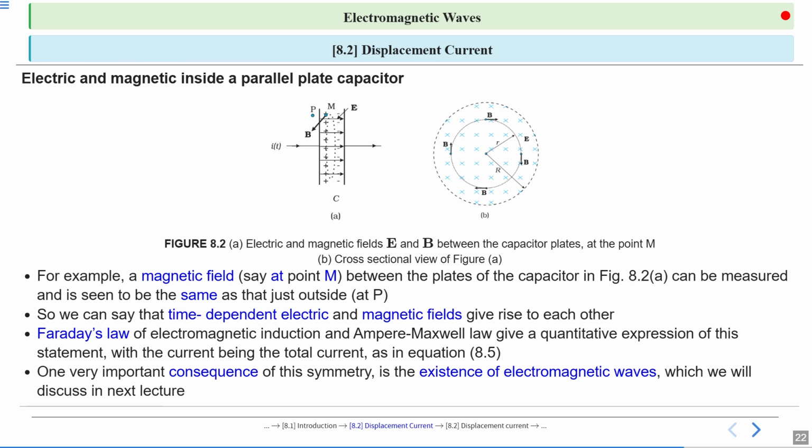Okay, so due to this discovery that a time varying electric field can produce a magnetic field and a time varying magnetic field can produce an electric field, and that they are interrelated, he proceeded with this idea and discovered that light is an electromagnetic wave.